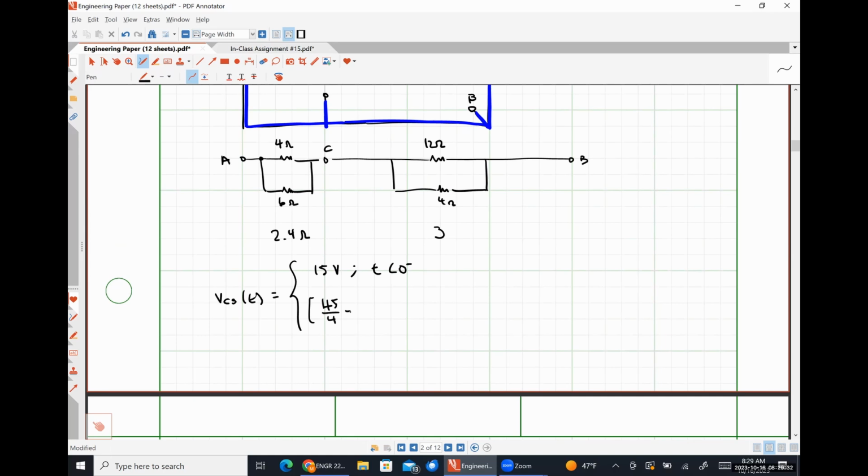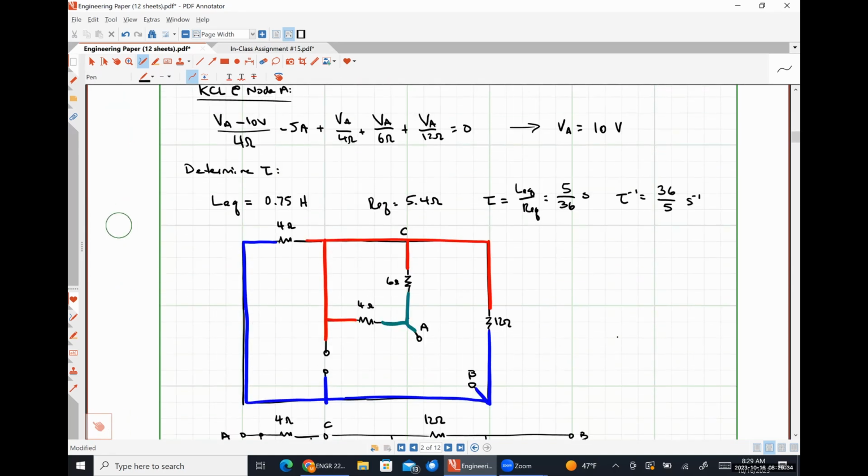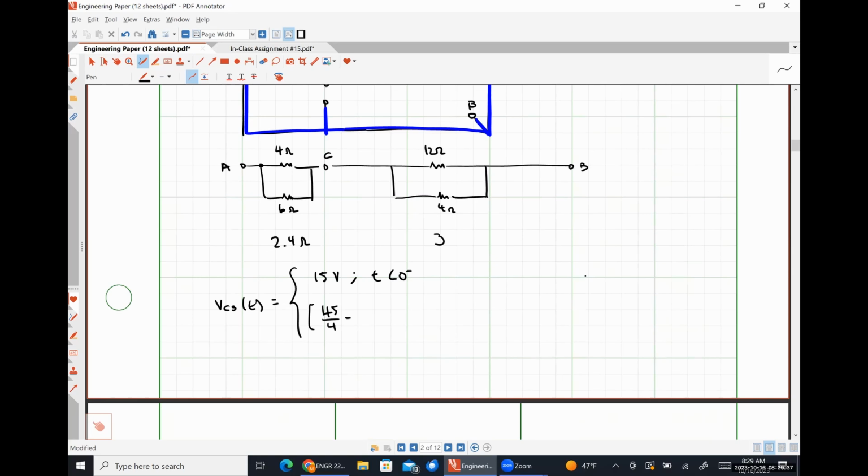At t is equal to infinity, I believe it was 10. I'm going to write 10 as 40 over 4. e to the minus, the inverse of tau was 36/5 t, plus 10 volts for t greater than or equal to 0 plus. 45 minus 40, so this looks like 5/4 or 1.25.